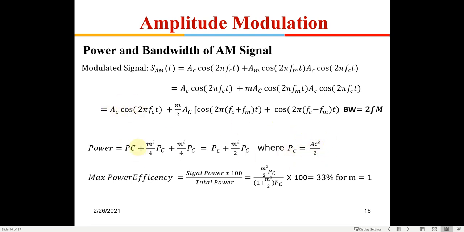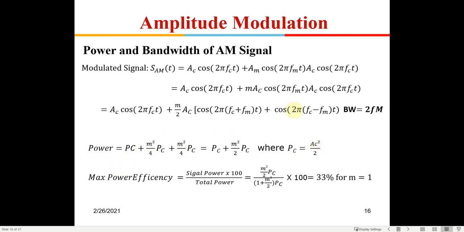So this becomes Pc here, right? And this one is m by 2 Ac. Now if I take m by 2 Ac for this and m by 2 Ac for the other, so m by 2 Ac by root 2 the whole square, if I do that, I will get m square by 4 Pc. If I replace Ac square by 2 with Pc, I will get m square by 4 Pc.